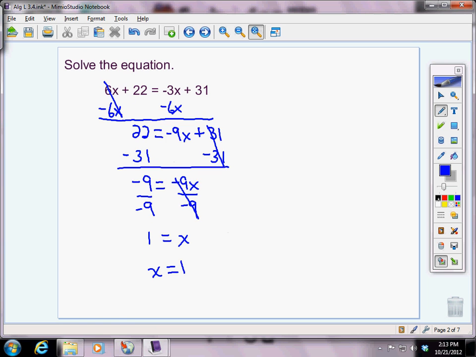Let me show you one more thing. Notice that we subtracted 6x here. What if we took the same problem, but this time got rid of the negative 3x first? Let me show you what happens. If I wanted to get rid of a negative 3x, I would add 3x to each side.